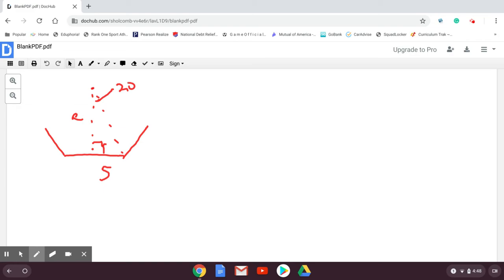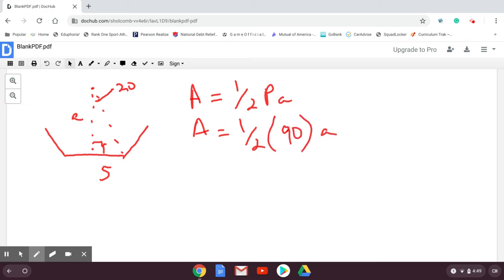So now we can write down our formula. Area equals 1/2 perimeter times the apothem. And we can start filling it in. That means that my area is equal to 1/2. My perimeter is 10 centimeters per side times 9 sides, or 90, times the apothem. Or another way to write the area is 45 apothems, because half of 90 is 45. We just need that apothem.